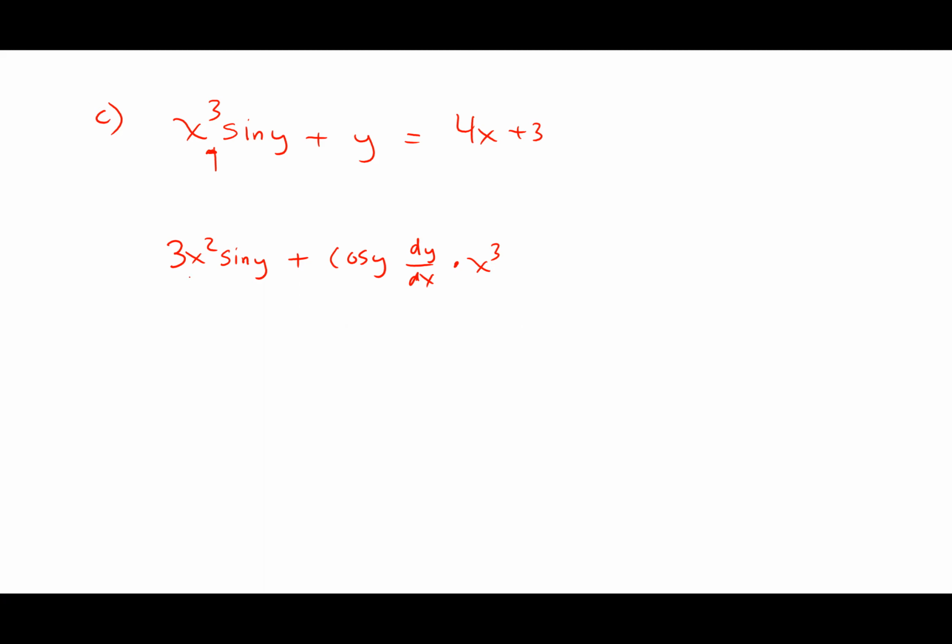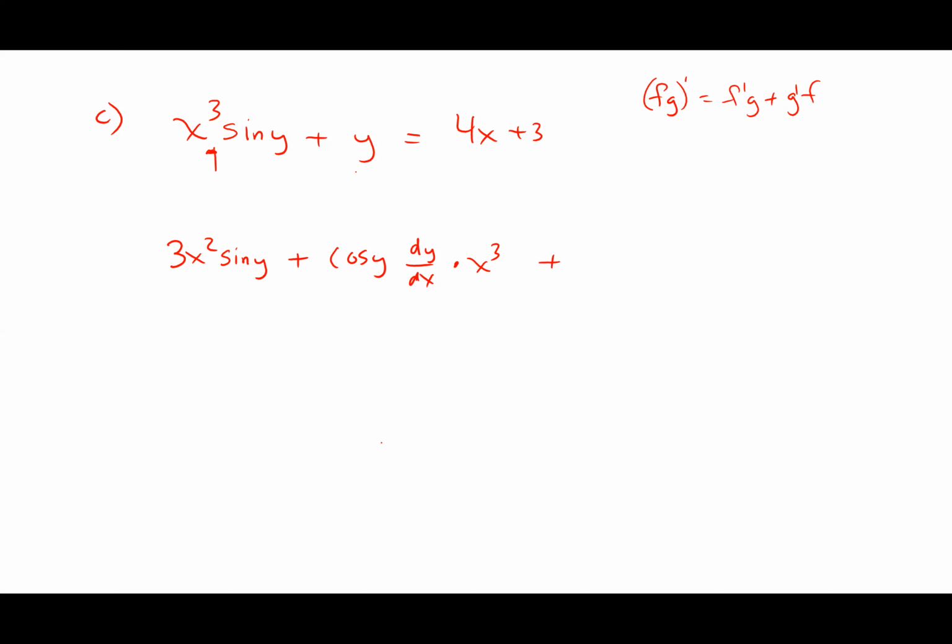So product rule says derivative first times the second plus derivative second, and then we have to put dy/dx times the first. I think that's the way we wrote it last time here, right? Derivative of the first times the second plus derivative of the second times the first. Here's your product rule. Okay, let's move on.